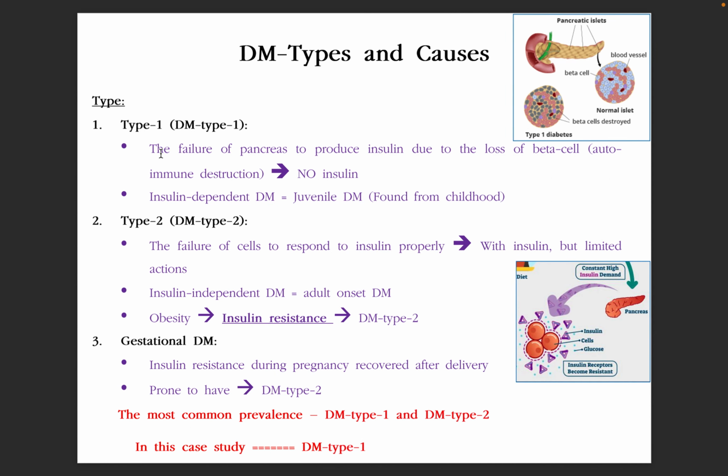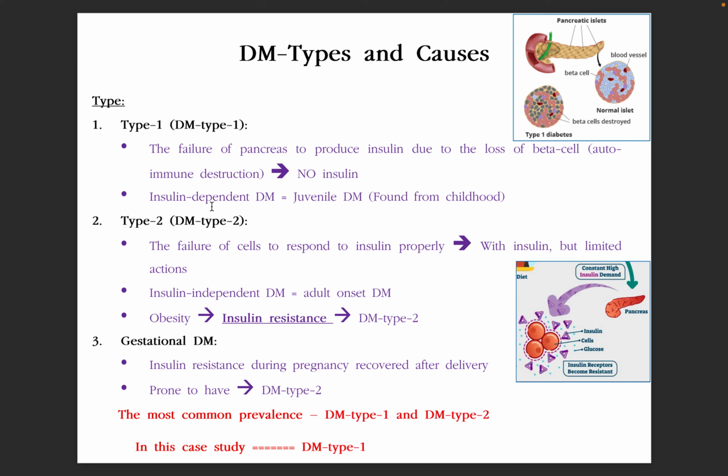There are three types of DM characterized by their primary causes. DM type 1 is caused by the failure of the pancreas to produce insulin. This is due to an autoimmune disease in which autoantibodies attack the beta cells of the pancreas. This damage causes the inability of the pancreas to produce and release insulin upon high blood glucose activation. The final result is that there is no insulin at all in the bloodstream.